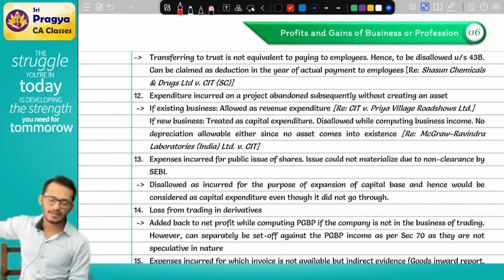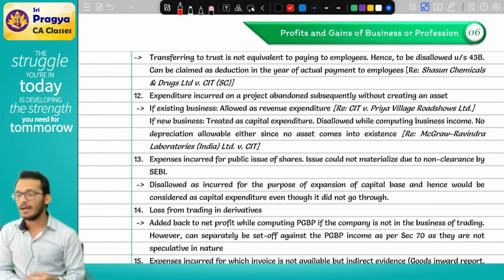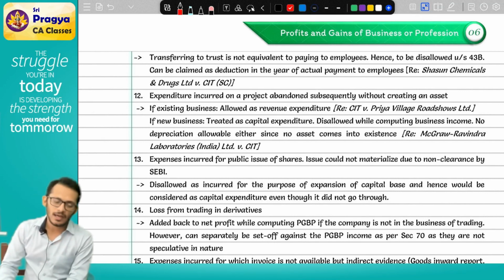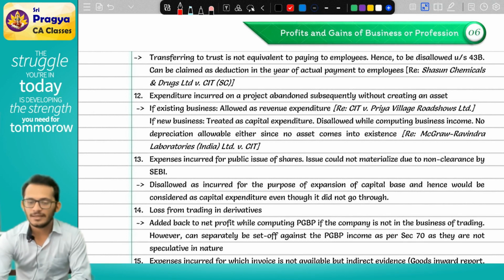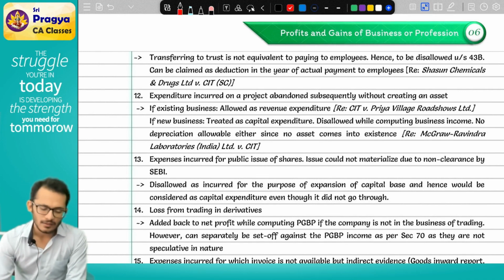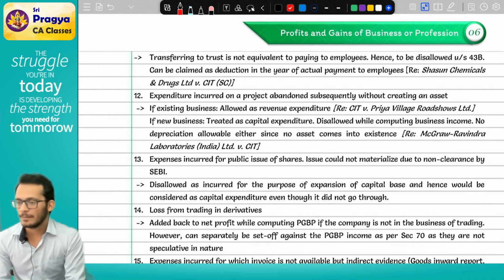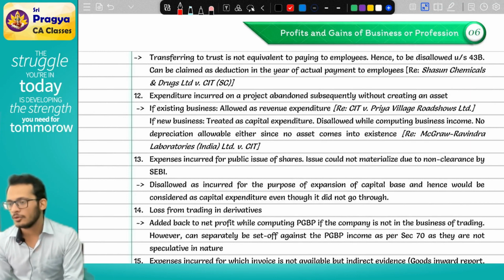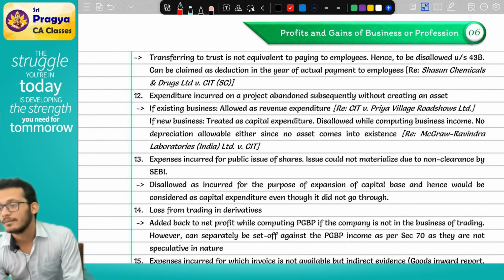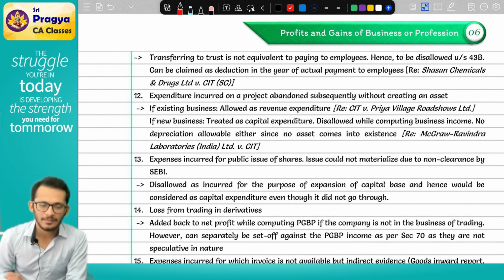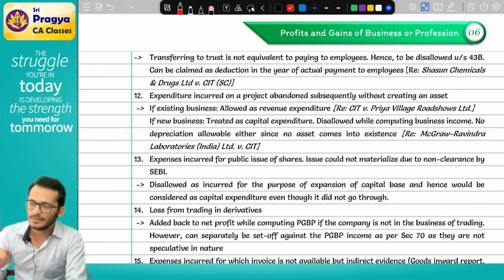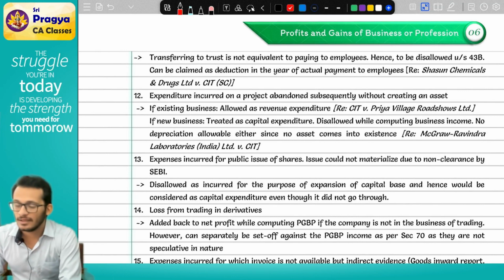They said if it is an existing business, it will be allowed as a deduction as revenue expense because of the Priya Village roadshows. However, if it is a new business, it should be treated as a capital expense and should be disallowed while computing business income. Further, no depreciation will be allowed because the project is abandoned and the asset has not come into existence. They mentioned it as a new business and said it is project abandoned. ICAI in suggested answers said this should be capitalized and no asset will be created because the asset has not come into existence.